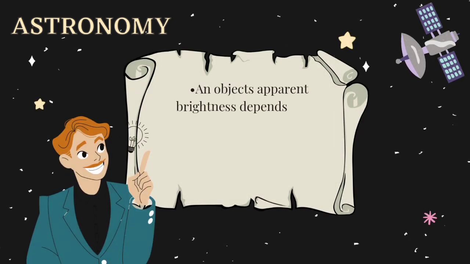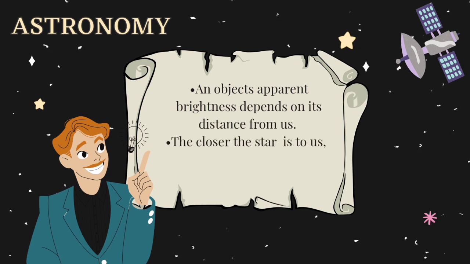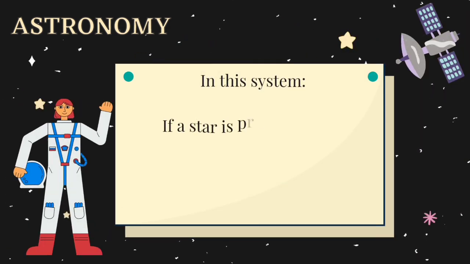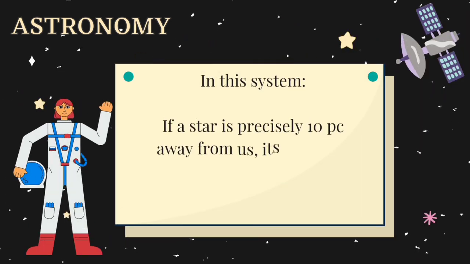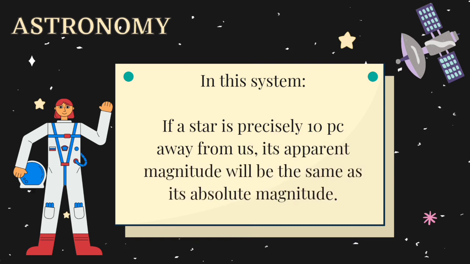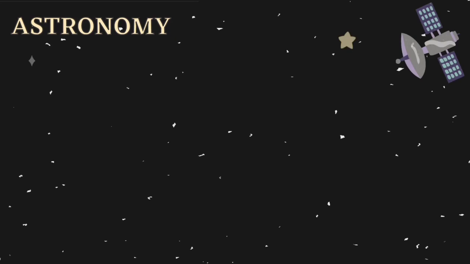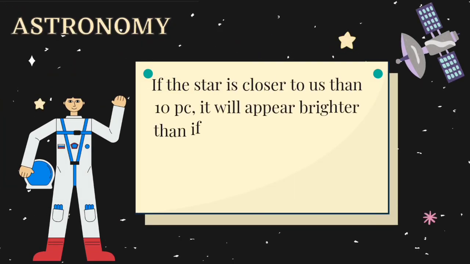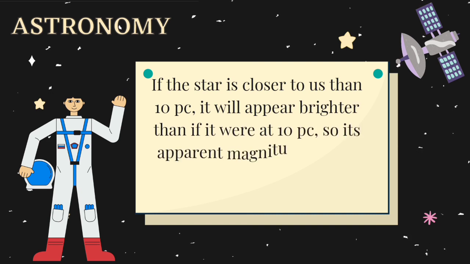Note that an object's apparent brightness depends on its distance from us. So, the magnitude of a star depends on distance. In this system, if a star is precisely 10 parsecs away from us, its apparent magnitude will be the same as its absolute magnitude. If the star is closer to us than 10 parsecs, it will appear brighter than if it were at 10 parsecs.